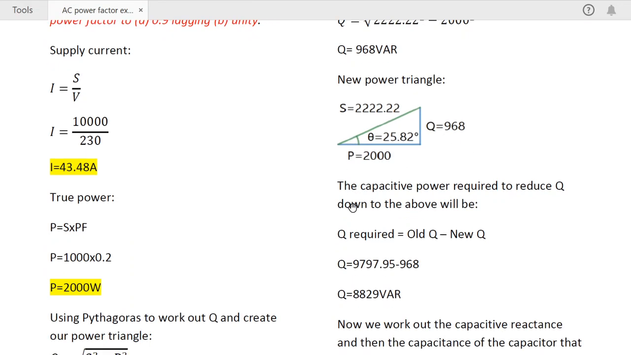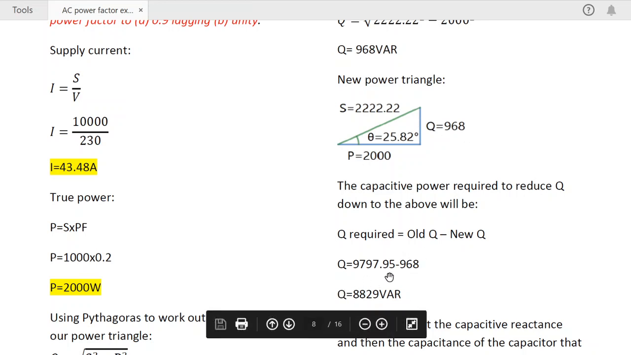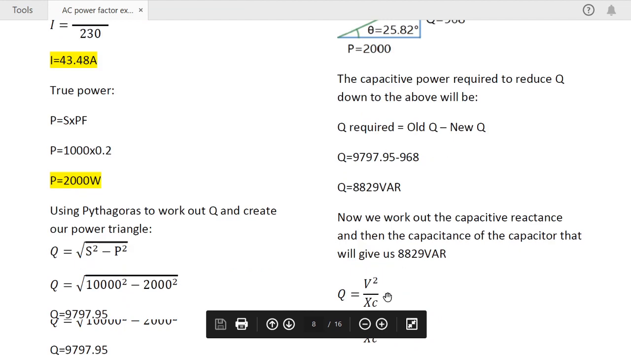So the capacitive power required to reduce the Q down to 968 will be the old Q value minus the new Q value. So our old Q was 9,797.95 minus the new value 968, which means that we need to connect a capacitor with a VAR value of 8,829.